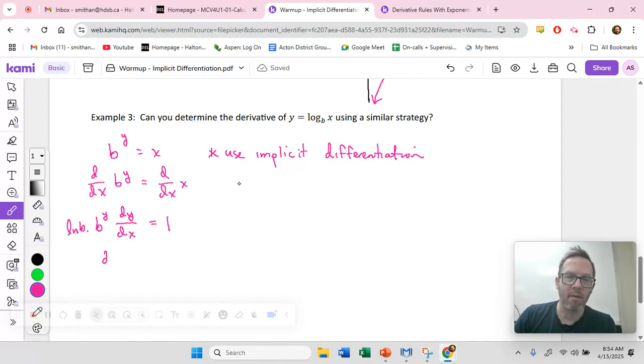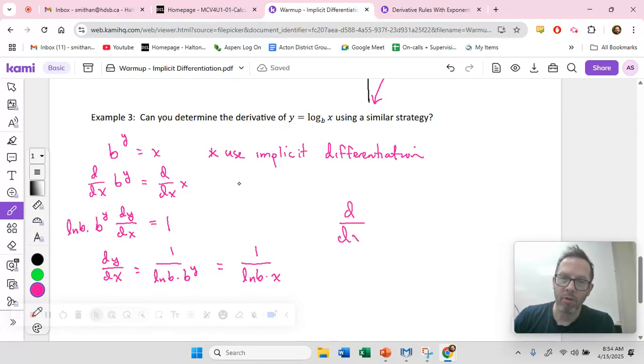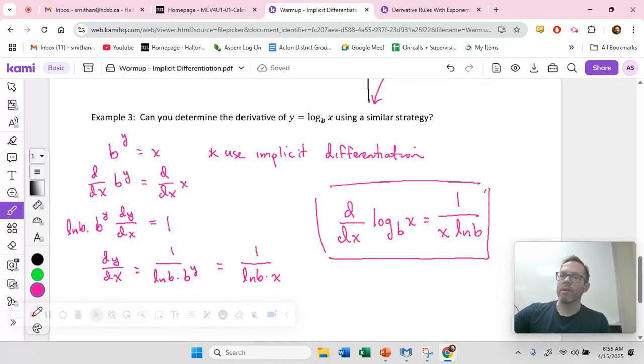And when you rearrange, you get dy by dx is equal to 1 over not just b to the power of y, but ln of b times b to the power of y. And of course, from up above, b to the power of y equals x. So what you get here is that the derivative of a general log function is 1 over x, but scaled by this constant of 1 over ln b. I might write it this way in our conclusion. So the derivative of log base b of x is equal to 1 over x times ln b. Very cool. Today you learned.